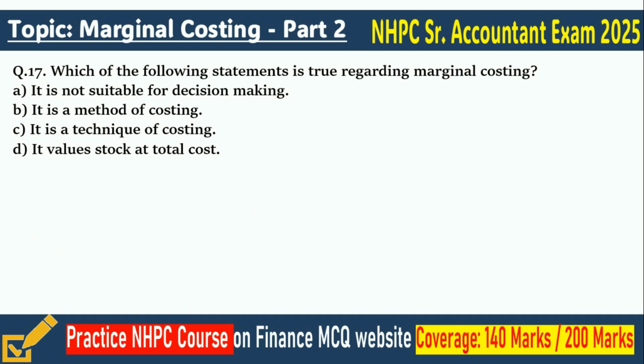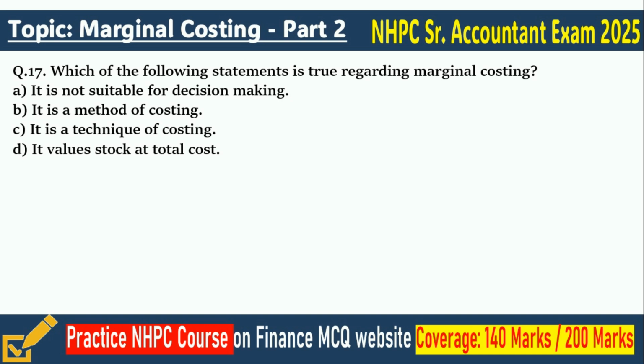Moving on, friends, which of the following statements is true regarding marginal costing? Option A, it is not suitable for decision making. Option B, it is a method of costing. Option C, it is a technique of costing. And last option, it values stock at total cost. So, what is the correct answer?